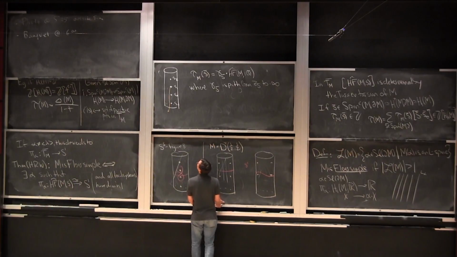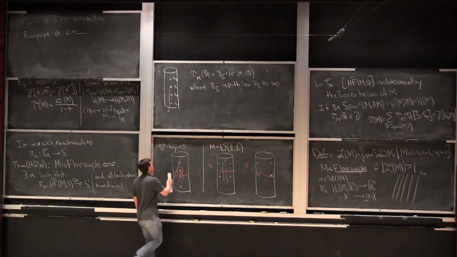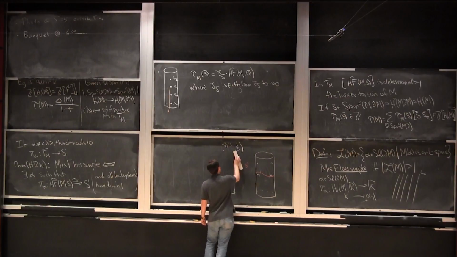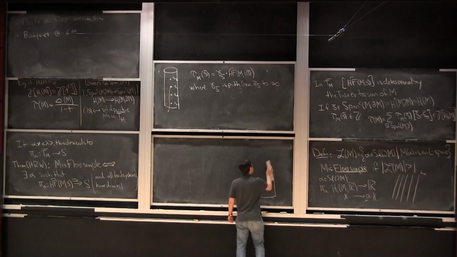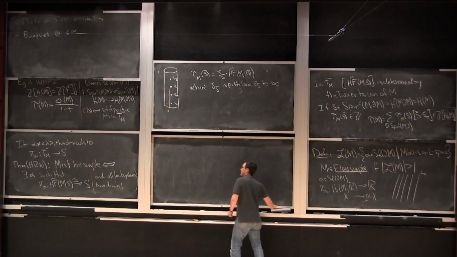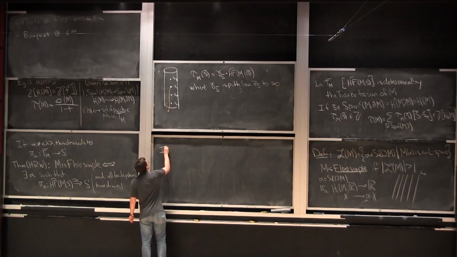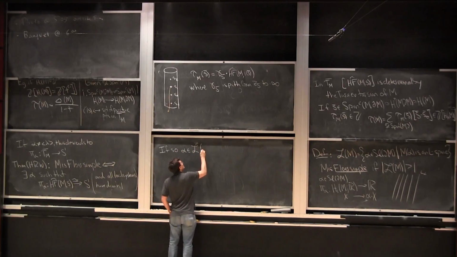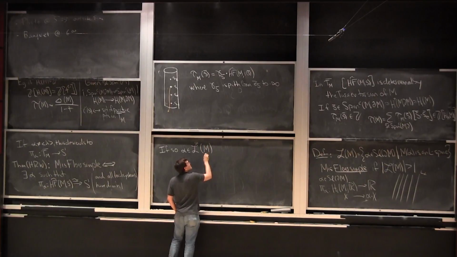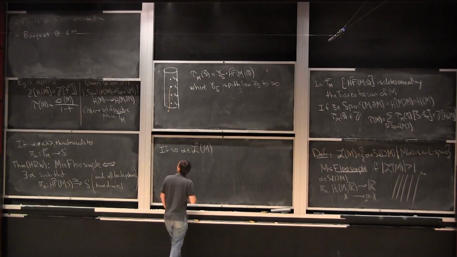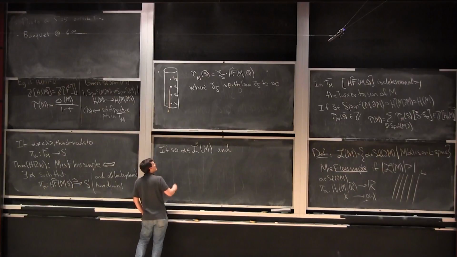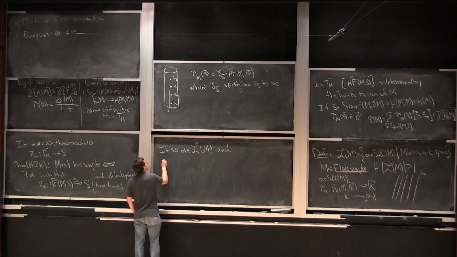Okay, so maybe let's continue with the statement of this theorem. So if that's the case, then this alpha is actually in the interior of the L space interval of M. And we can say precisely what this L of M is.